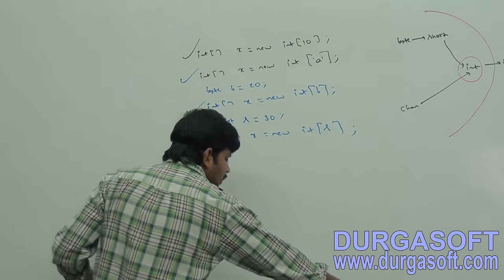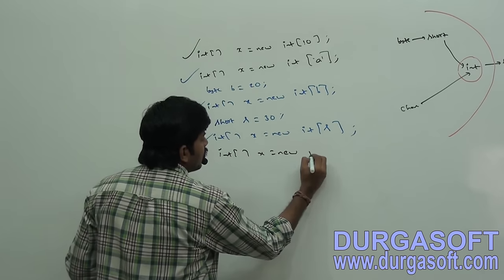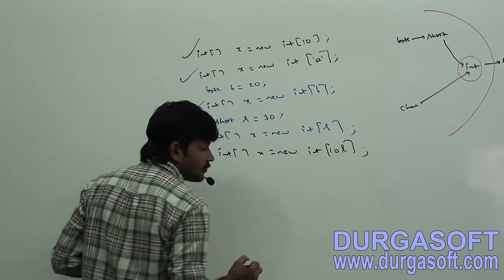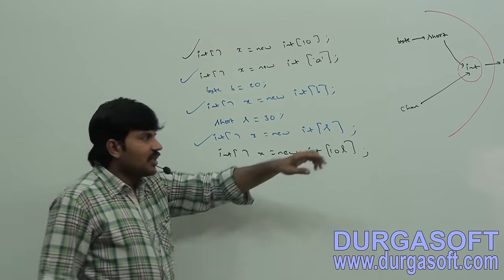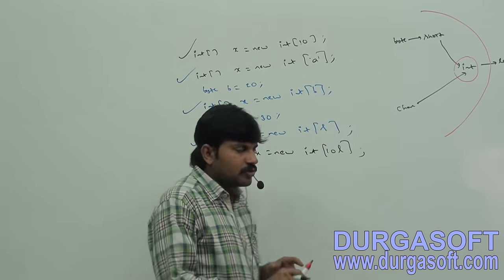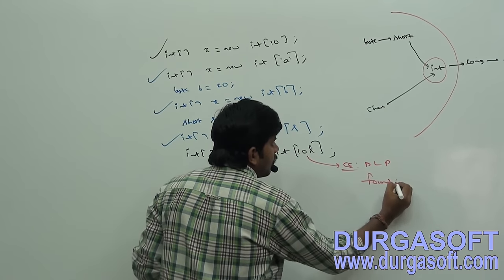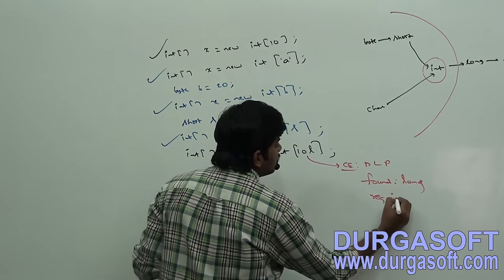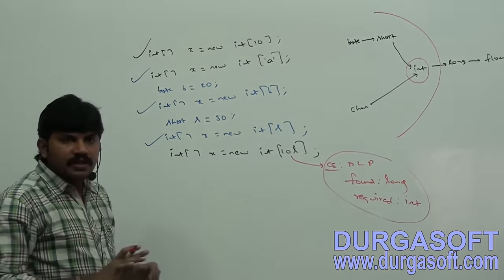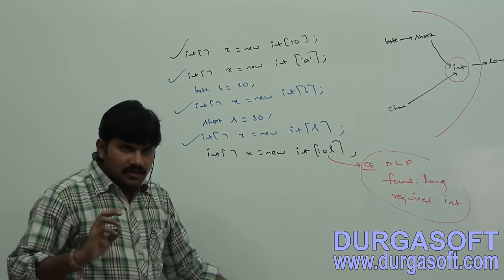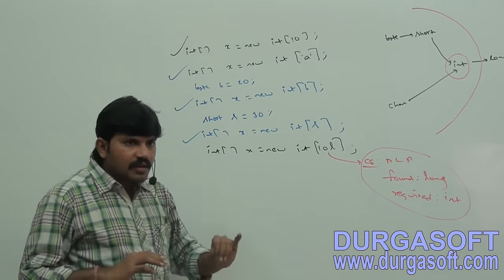Just observe. I'm taking int[] x = new int[10L]. Sir, I'm providing a long type. The array size expected is always int, but in the place of int, is it possible to provide long? Not possible. Immediately we get a compile time error: possible loss of precision, found long, required int. To specify array size, the allowed data types in Java are byte, short, char, int. If by mistake you provide any other type, we will get a compile time error.